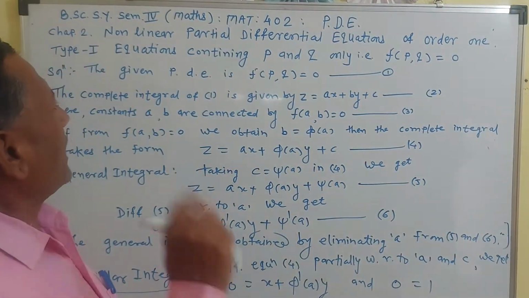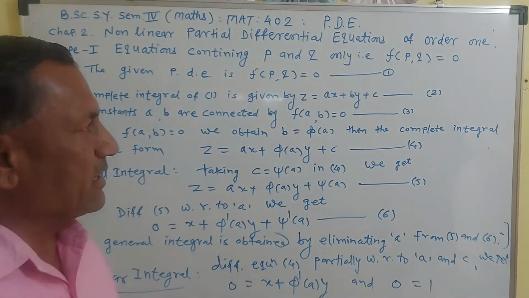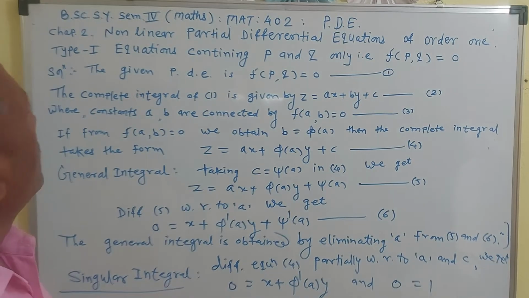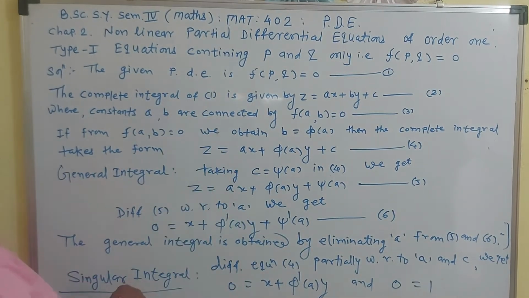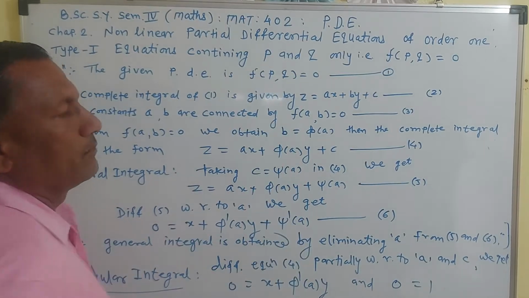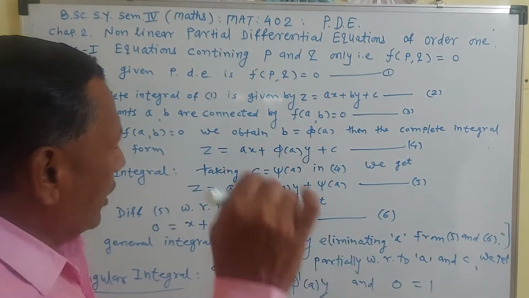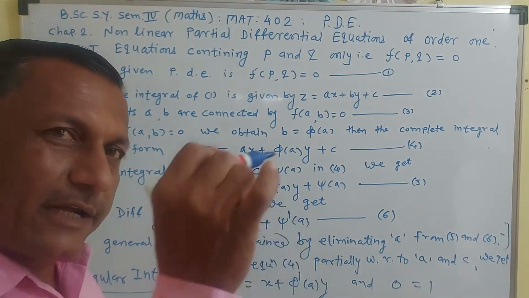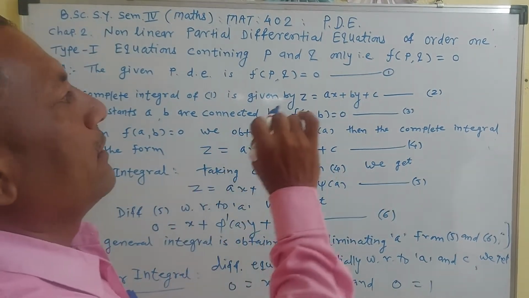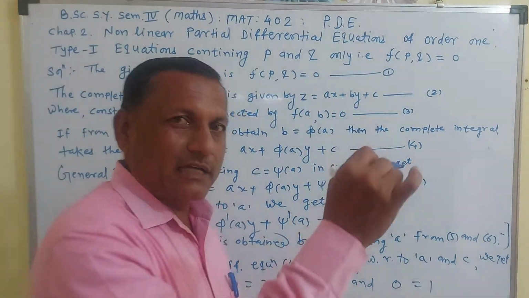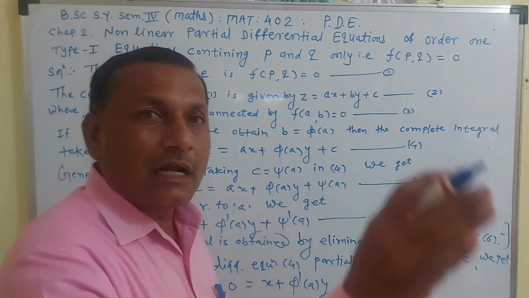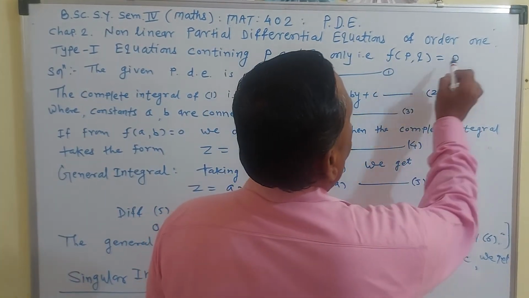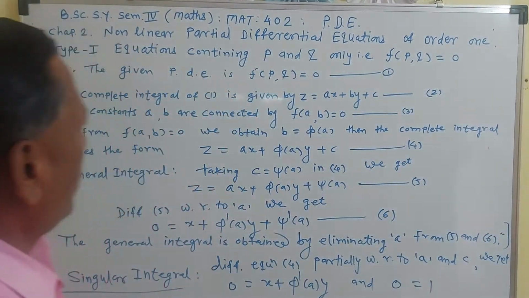Now, there are four types of non-linear partial differential equation of order 1. So, we see those four types one by one. The first type is the equation containing p and q only. That is, the partial differential equation in which only the terms p and q, meaning ∂z/∂x and ∂z/∂y, occur, and x, y, z are absent. Such equations are of the type f(p,q) = 0.